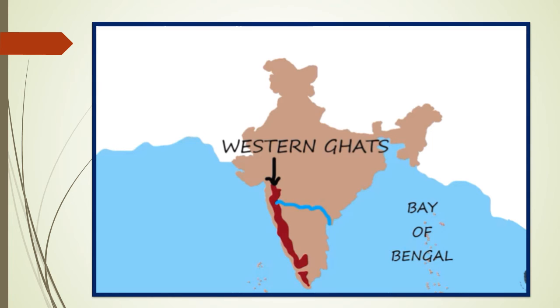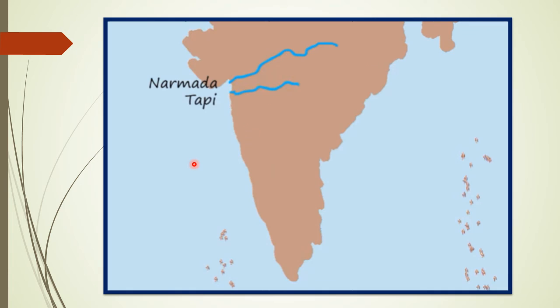Now children, most of the peninsular rivers actually originate from the Western Ghats and they flow eastwards and empty out into the Bay of Bengal. Now which were they? They were Mahanadi, Godavari, Krishna and Kaveri. But there are two rivers which flow westwards and drain into the Arabian Sea. Let's see which are they. The two peninsular rivers which drain into the Arabian Sea on the west coast are Narbada and Tapi.